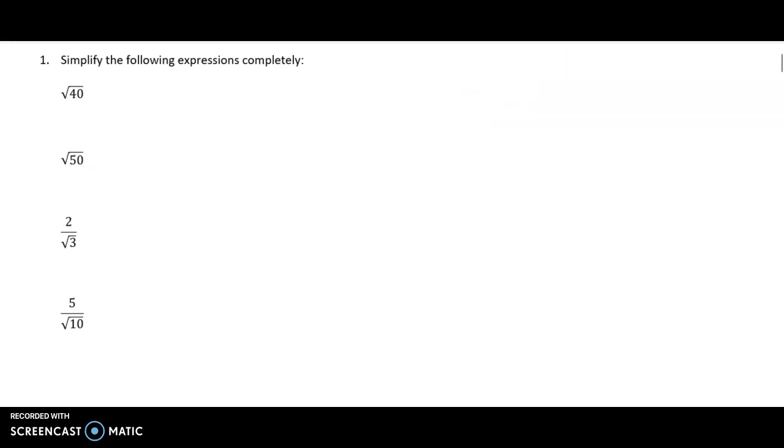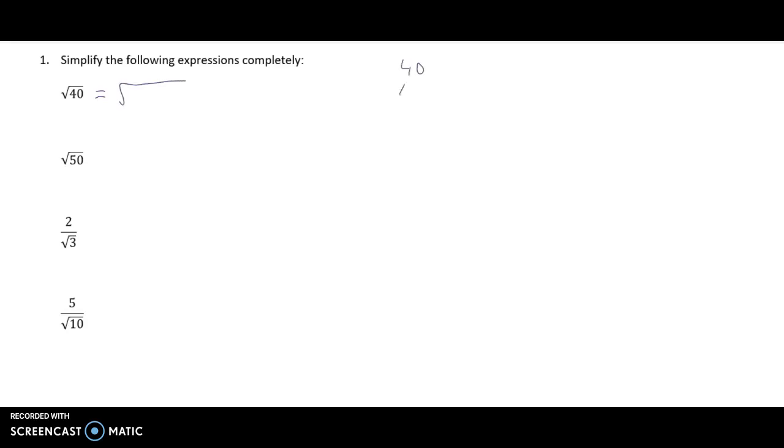Hey y'all, starting with this first question on your study guide about trig. I want you to simplify this expression completely. So I'm going to do this one by factoring out the 40.